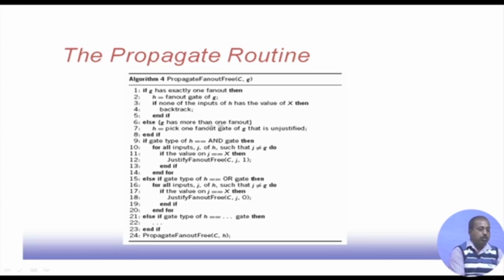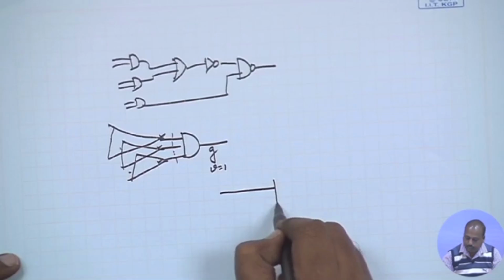Otherwise, if G has more than one fan out, then it will pick any one fan out of G that is unjustified, so it is not yet taken care of. Now, it will try to propagate this G through this H. This H is an AND gate, and then for all inputs J of H such that J is not equal to G, if the value on J is X, then it will try to propagate. So basically I have got this line that has to be propagated.